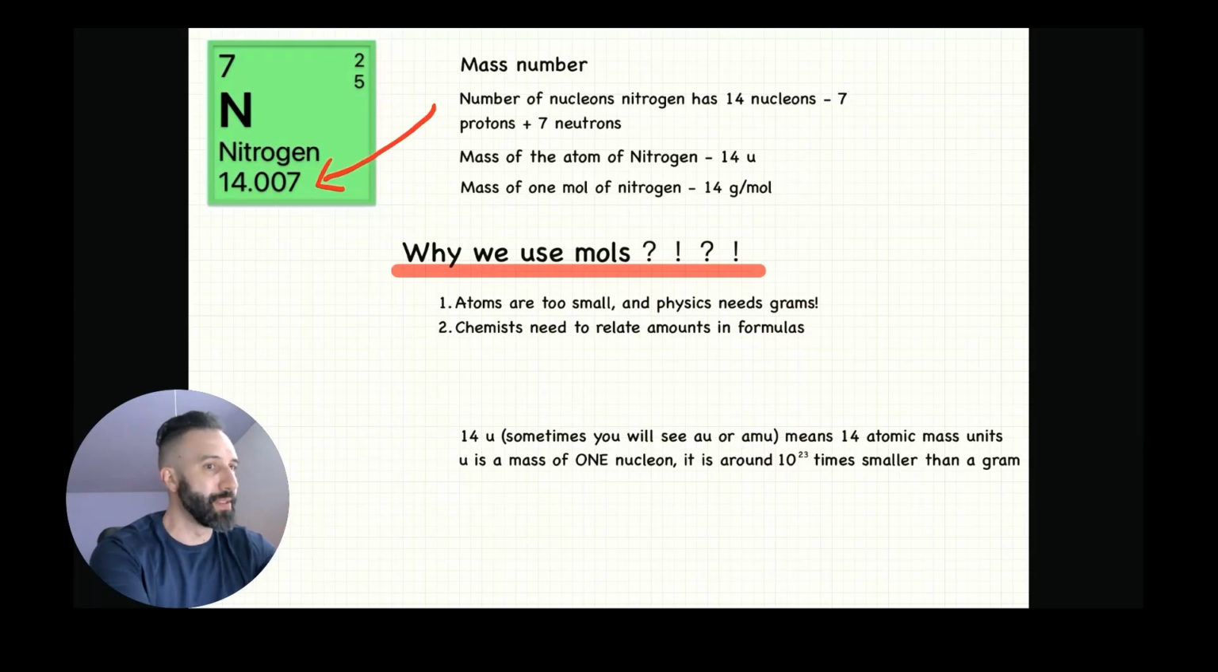So you can't use atomic mass units. You have to use grams. So a mole is an amount of an element whose mass in grams is expressed by the mass number. So the mass of one mole of nitrogen is 14 grams. That's all you need to remember.